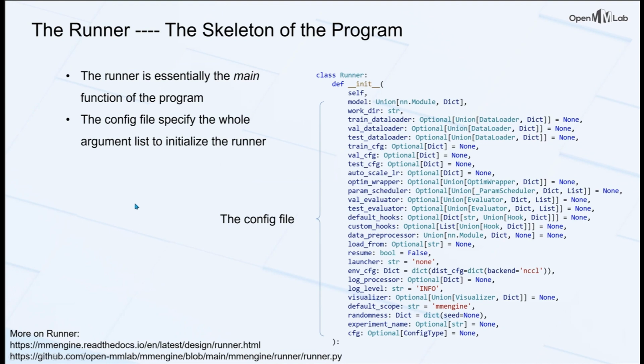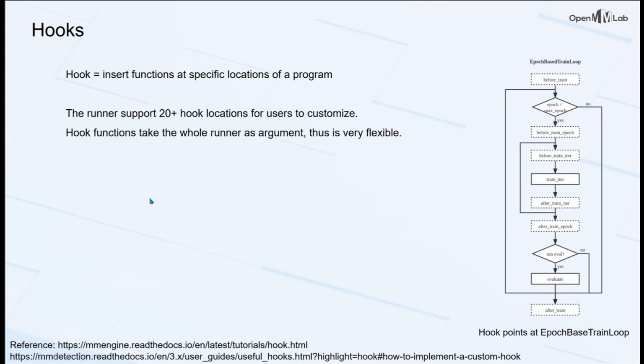And the search mechanism is about the hooks. The hook is actually a general programming paradigm, which allows users to insert arbitrary functions at a specific location of a program. Currently, the runners support more than 20 hook locations for users to do some customization. The hook functions will take the whole runner as argument, so it is very flexible, and you can do anything you like to the runner.